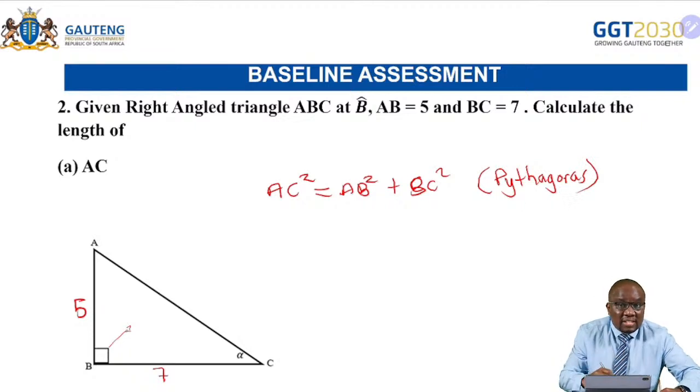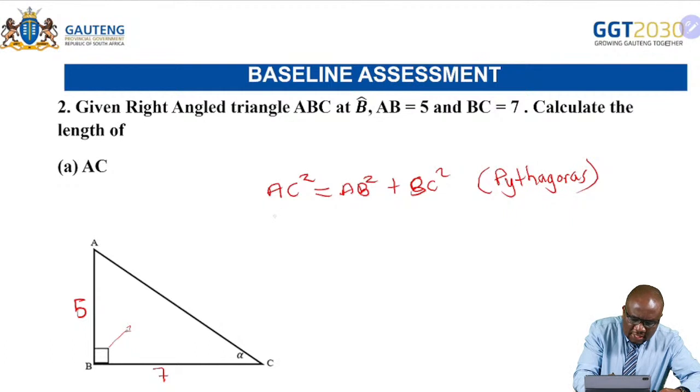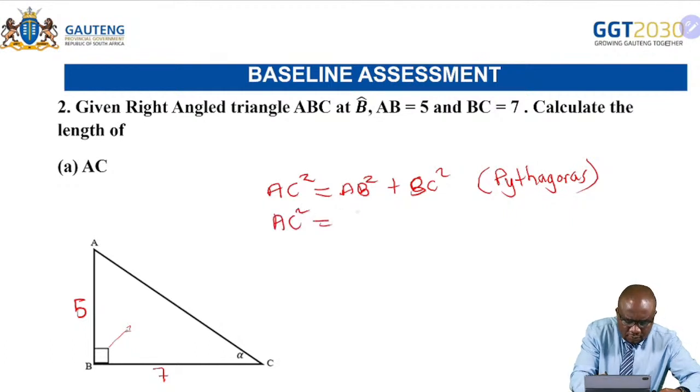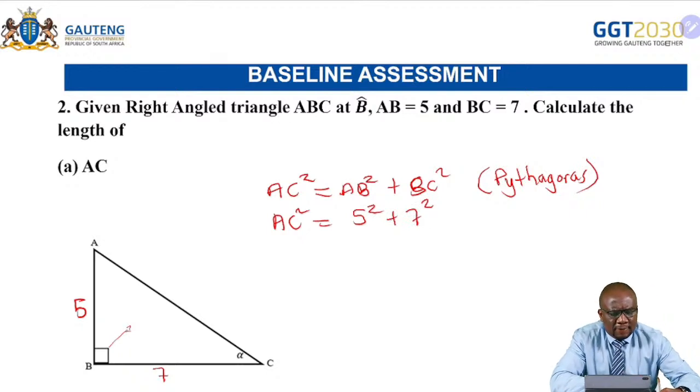Okay. Now we can substitute our things. So AC squared is equal to 5 squared plus 7 squared. Okay, right, we want to find AC. What can we do? What do we do, Grade 10s? We square root both sides.